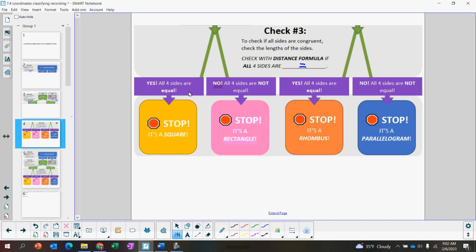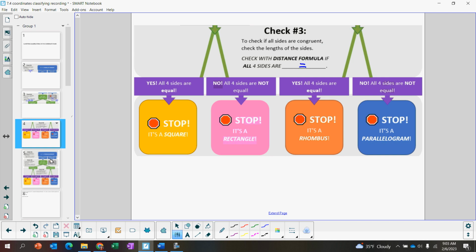So if all four sides are equal and we knew that it had right angles, it's a square. If all four sides are not equal, but we knew it had right angles, it's a rectangle. If all four sides are equal and it didn't have right angles, it's a rhombus. If all four sides are not equal and it didn't have right angles, it's a parallelogram.